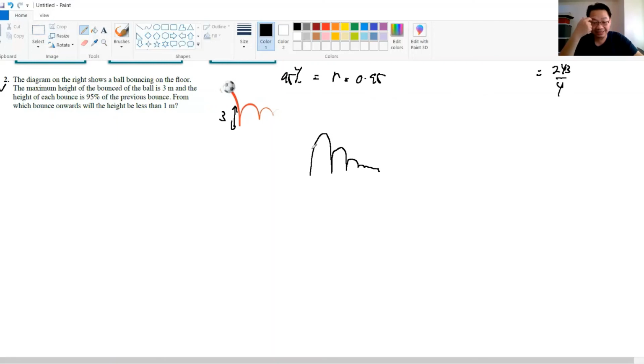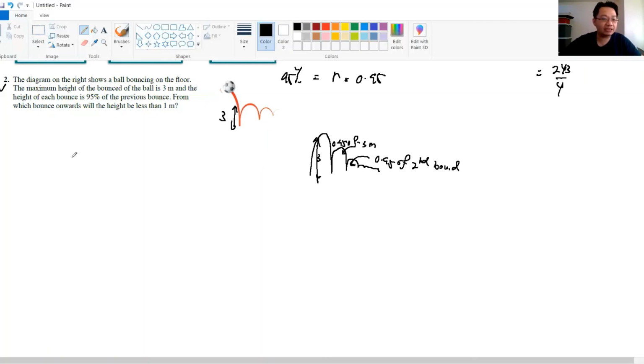So this is the highest, 3 meter, and then it becomes 0.95 of 3 meter for the second term, the second bounce, and the third bounce here is 0.95 of the second bounce. Okay, and so on. So that's why R equals 0.95.